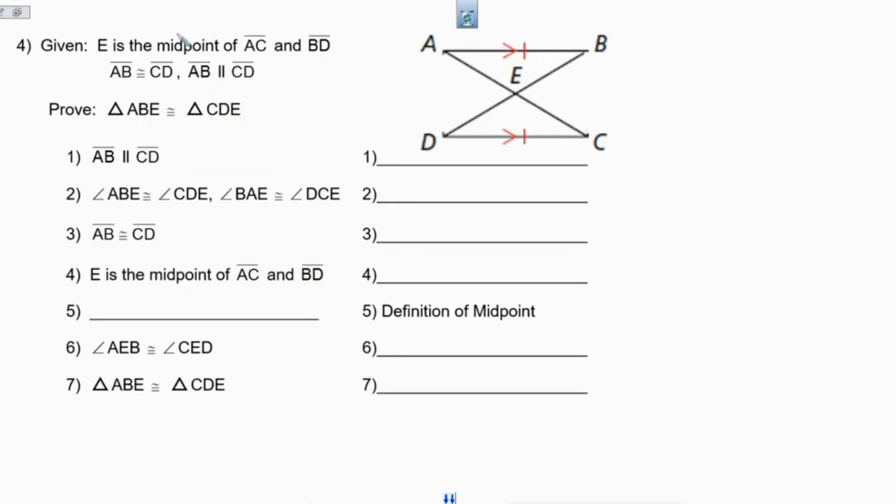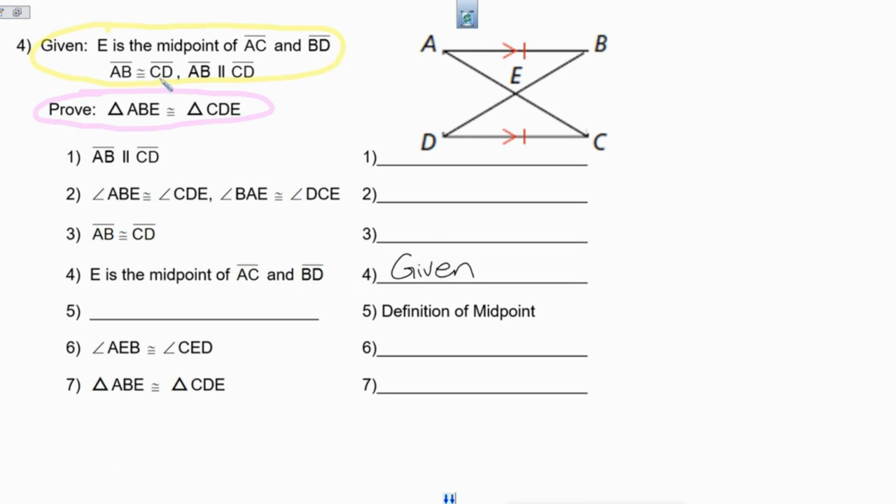Next up, we've got a proof. Remember what I told you to do. Circle your given information, and we can write given next to it. Then separately circle what you're trying to prove. You cannot write given next to that. So E is the midpoint of segment AC and segment BD. That's number 4. We can write given next to it.